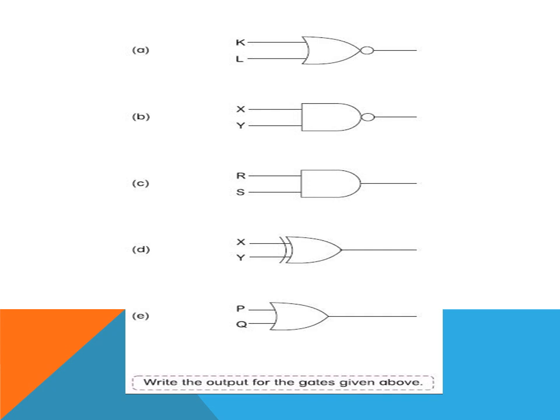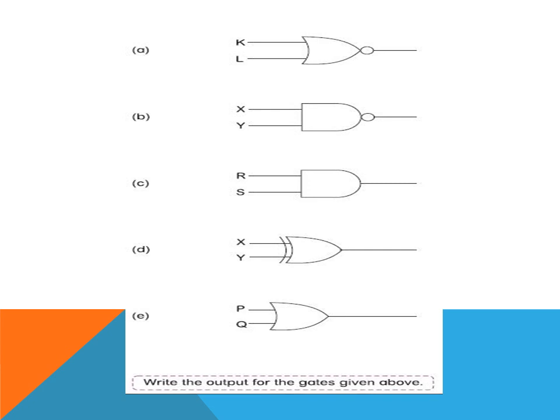Now for some question and answers. Write the output for the gates given above. That means in number A, the inputs are K and L. So what will be the output? Look at the symbol and write down the output.